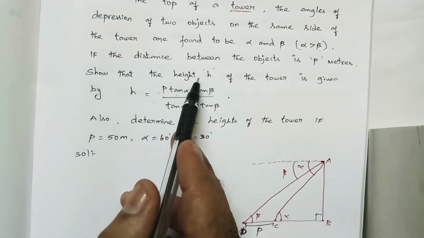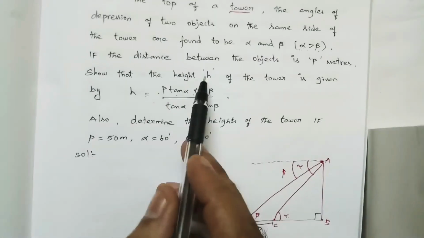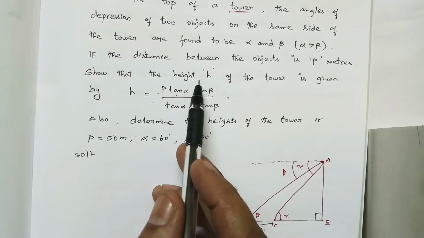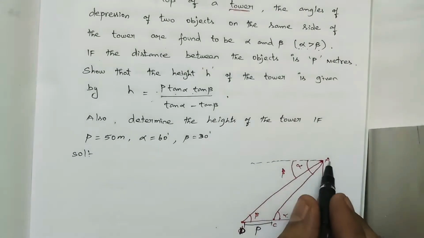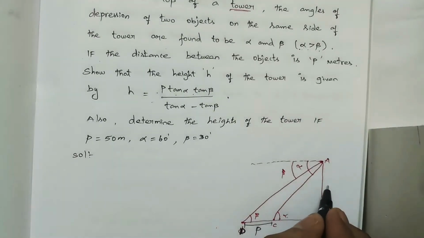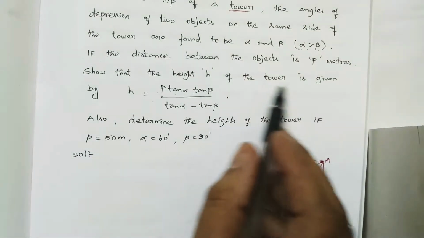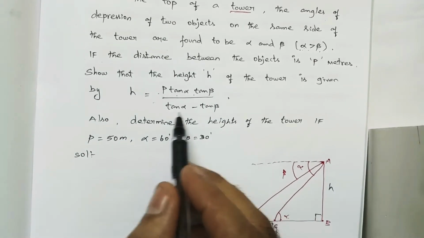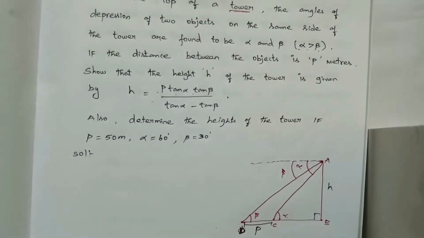Show that the height h of the tower. What variable do we assume? AB is the tower, and the height of the tower is h. It is given by h is equal to P tan alpha tan beta divided by tan alpha minus tan beta. We want to prove that.